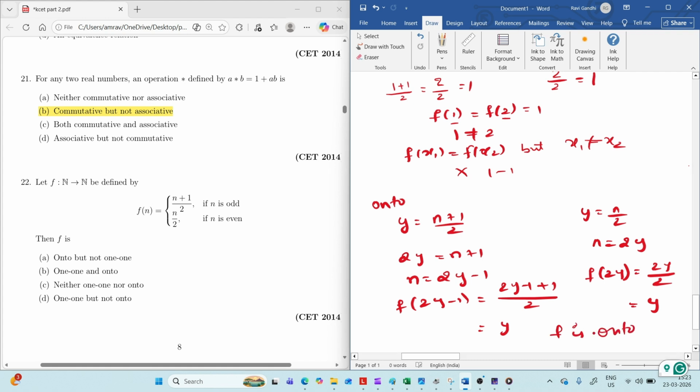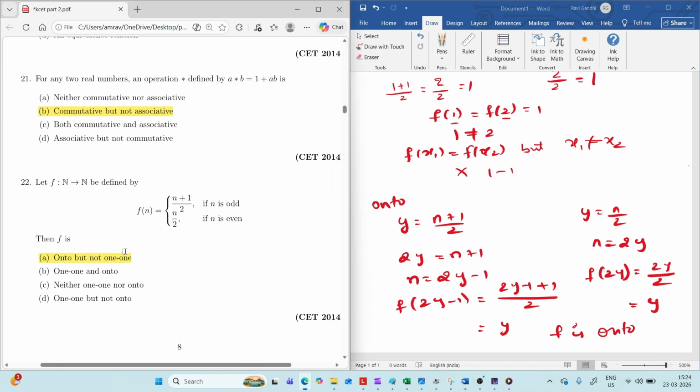So for every element in codomain, there will be an element in domain such that the element in codomain will act as an image for it. So there will be no element which is left out. Okay, so this implies that the function given f of n is onto. So now based on this, the answer is it is onto but not 1, 1.